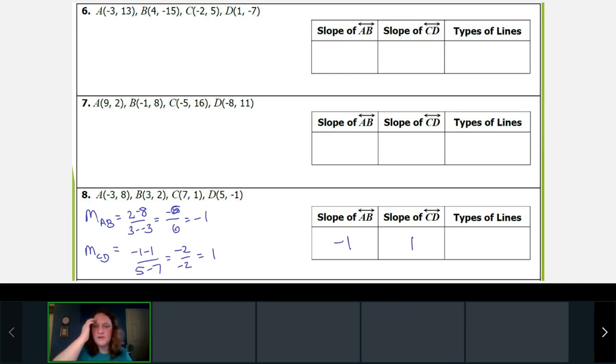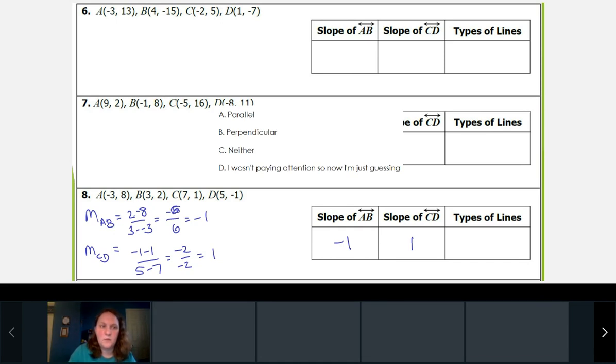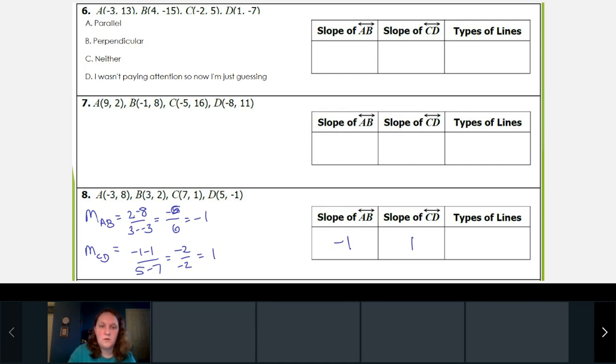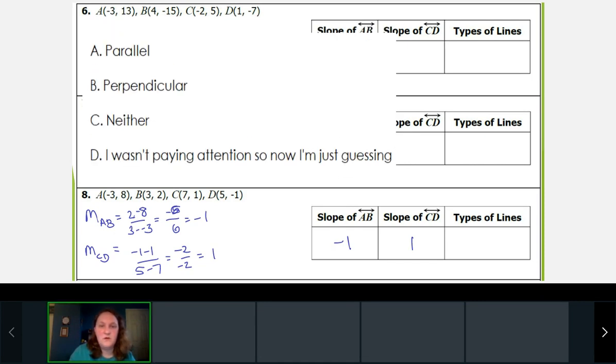All right. Hopefully you got the slope of AB was -1 and the slope of CD is 1. So what do you think? For number 8, are they parallel, perpendicular, neither, or you're not paying attention at all and you're just guessing?